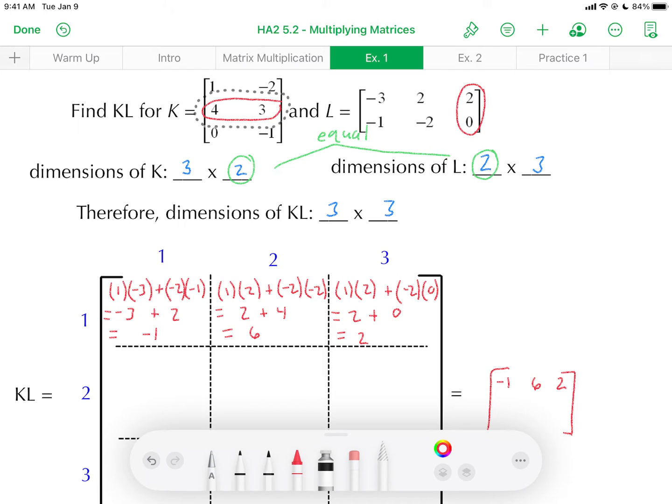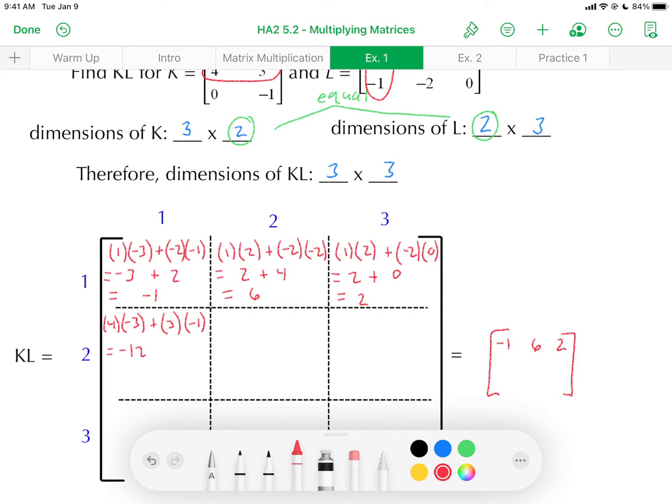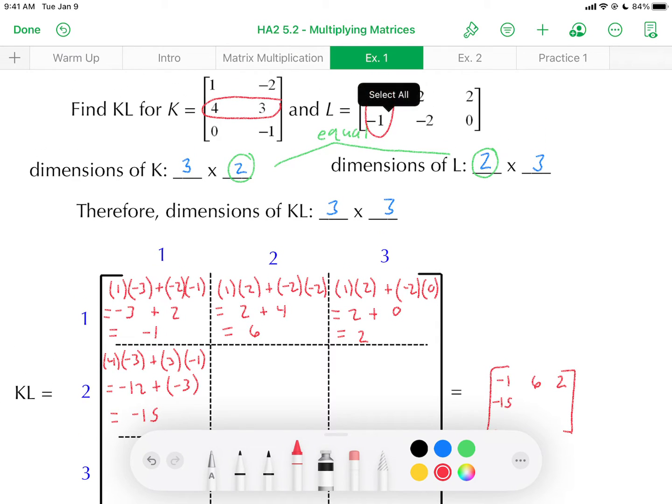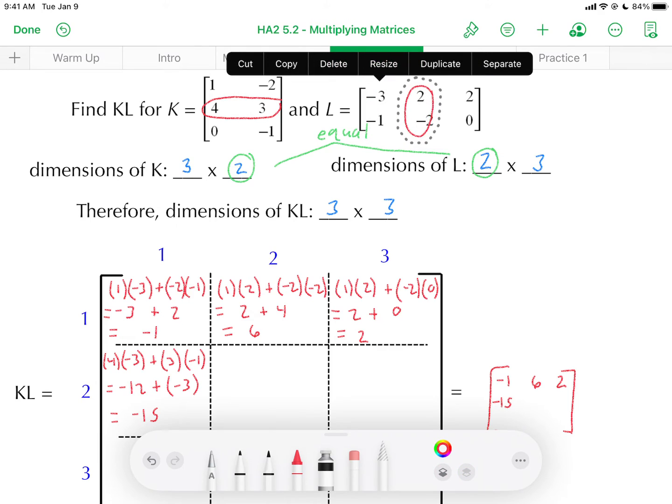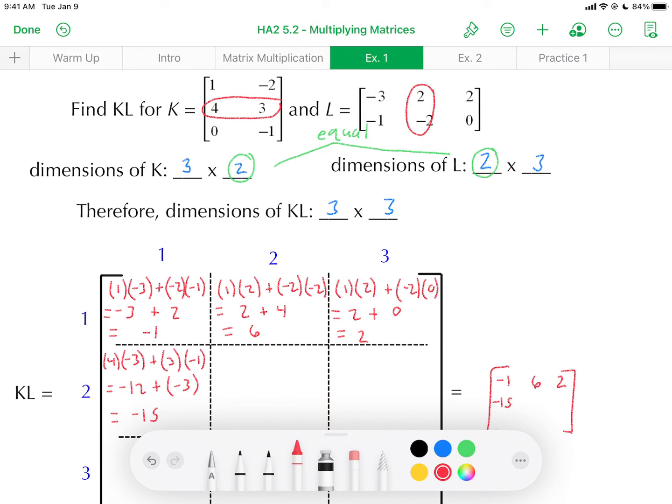So let's go after second row, first column. All right. I would do 4 multiplied by -3 plus 3 multiplied by -1. That's going to be -12 plus -3, so -15. And then we'll move to second row, second column. Calculations are 4 times 2 added with 3 times -2. That would be 8 plus -6 or 2.